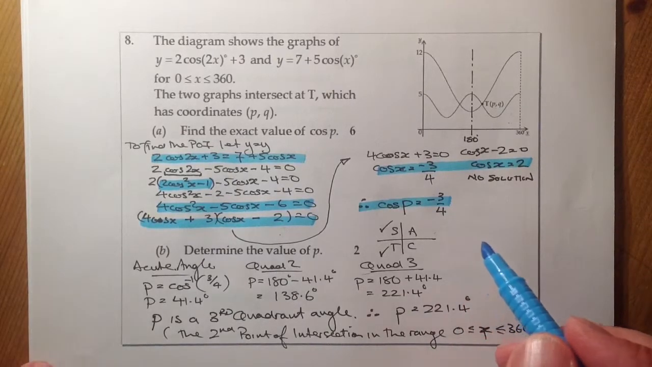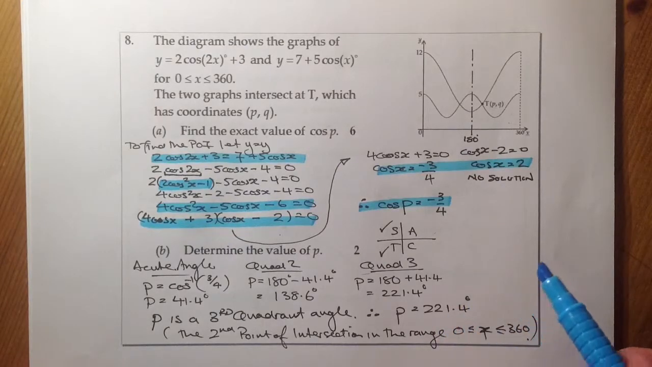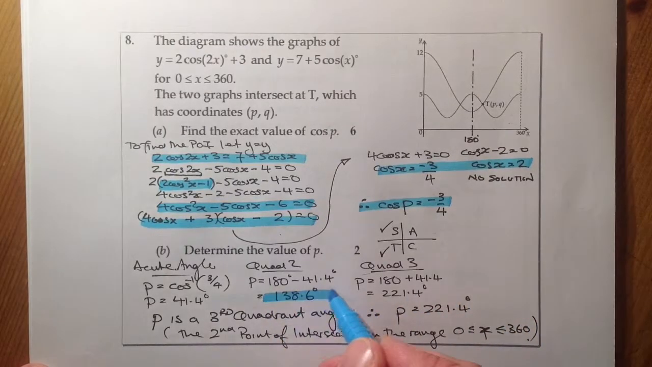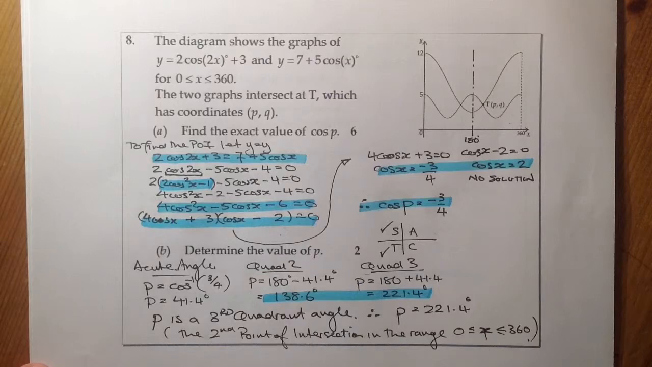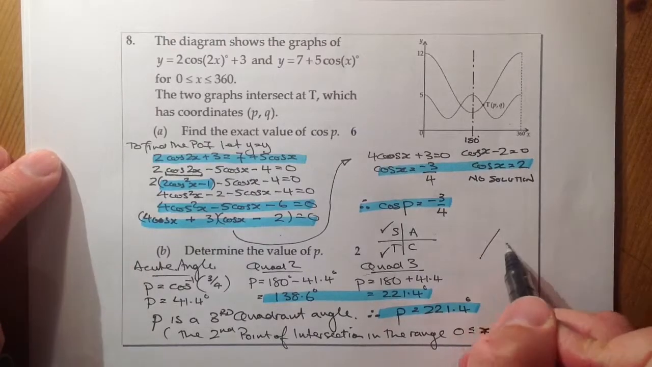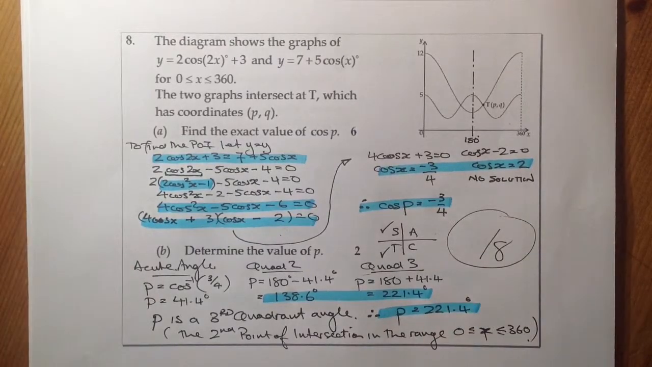Right, so that's 6 marks so far, 2 more marks to be given. What I'll go for is 1 mark for getting these two solutions, and finally stating that P is equal to 221.4 with a reason why you've selected that. Right, so this question here, out of 8 marks, and it's quite a good one.